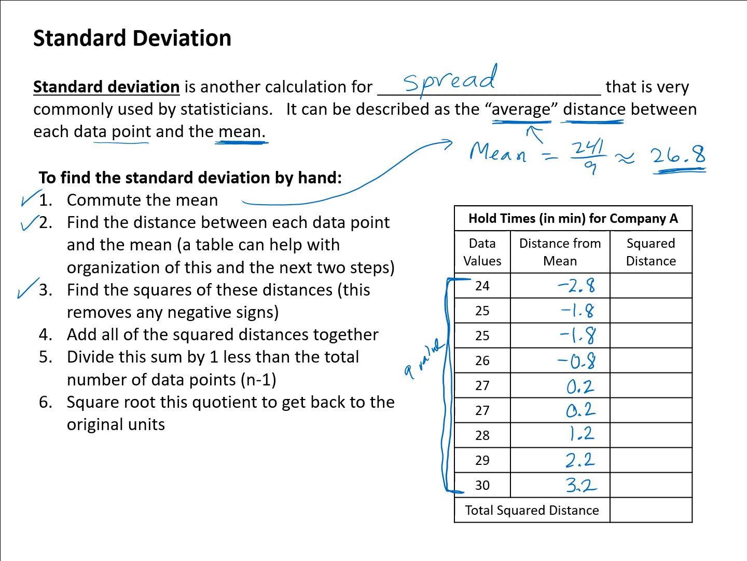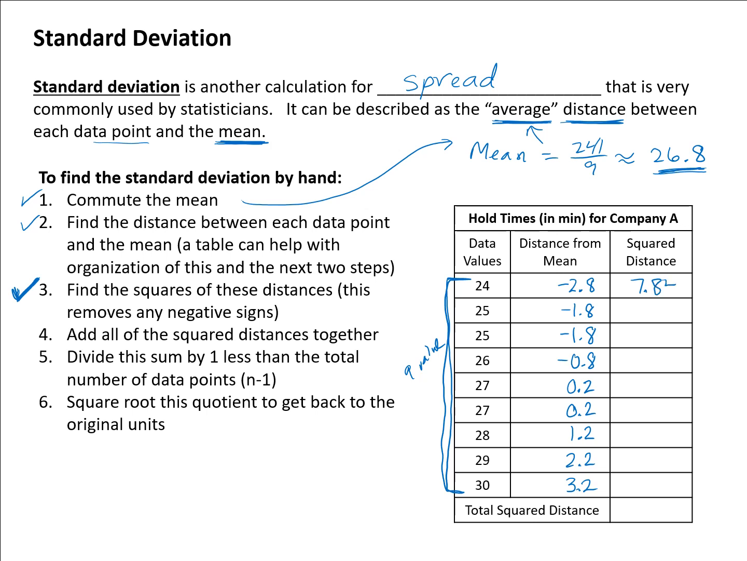But for standard deviation, statisticians and mathematicians came up with the idea of squaring these distances, because when you square a negative, you get a positive. So we're going to square each of these distances in the next part of this calculation. This is how the standard deviation is defined. So we're going to square these distances. Negative 2.8 squared would be positive 7.84.